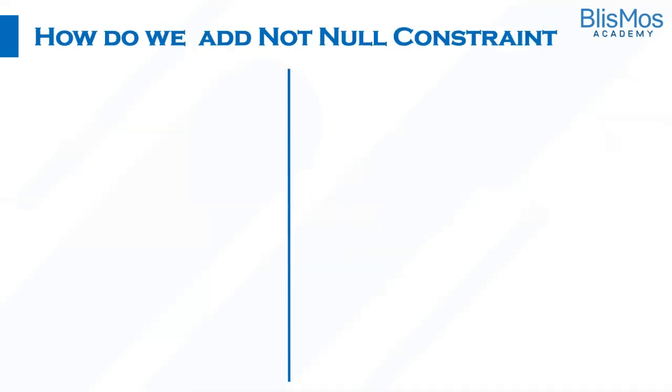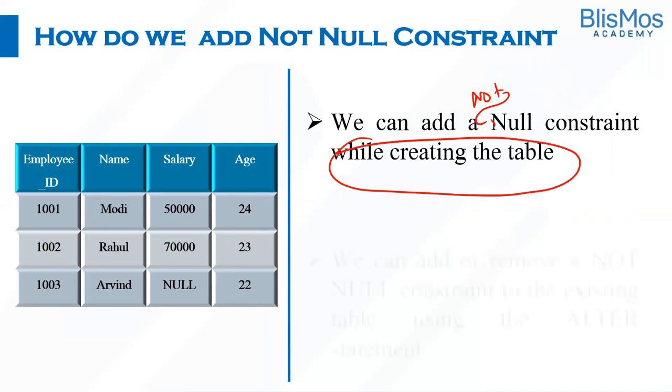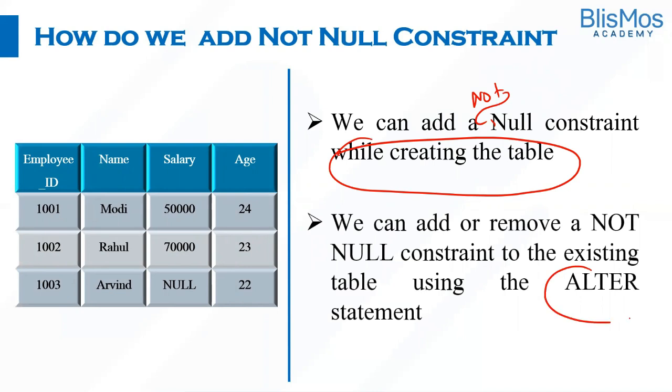How do we add not null constraint? We can add not null constraint while creating the table, or assuming that you have already created a table, we can alter the table and add a not null constraint. Let us take an example now.